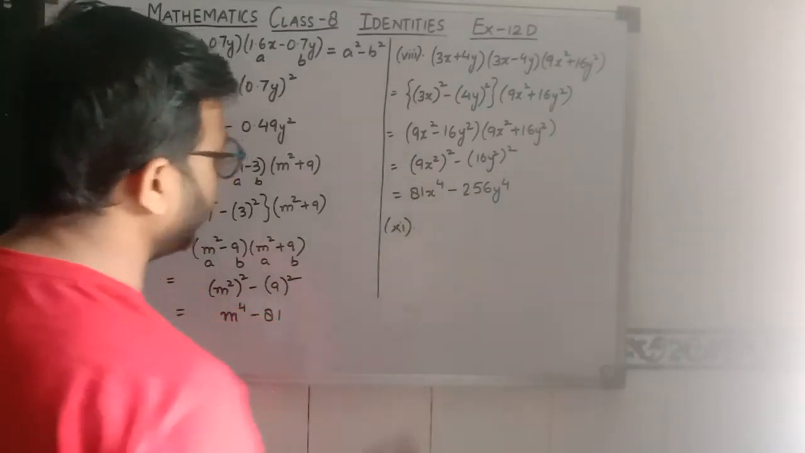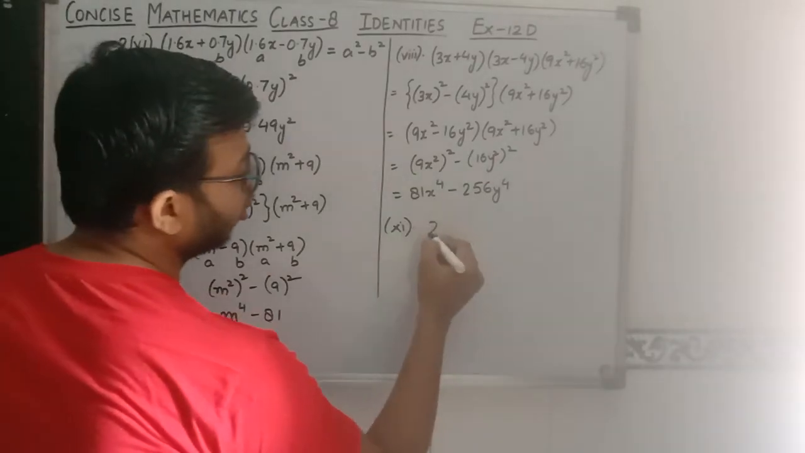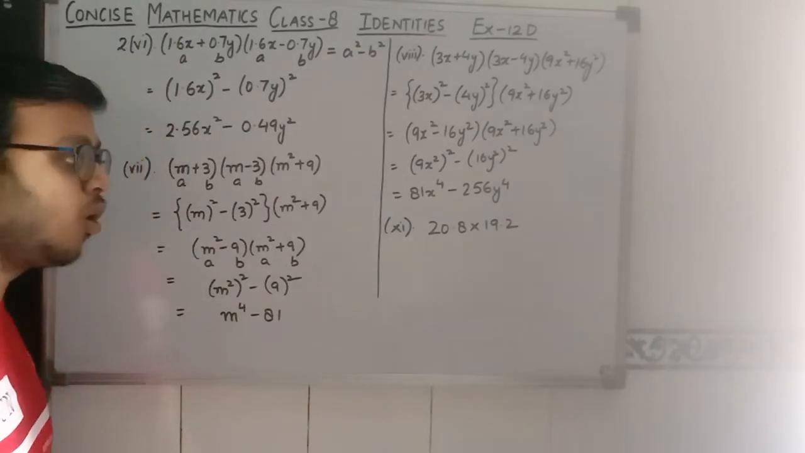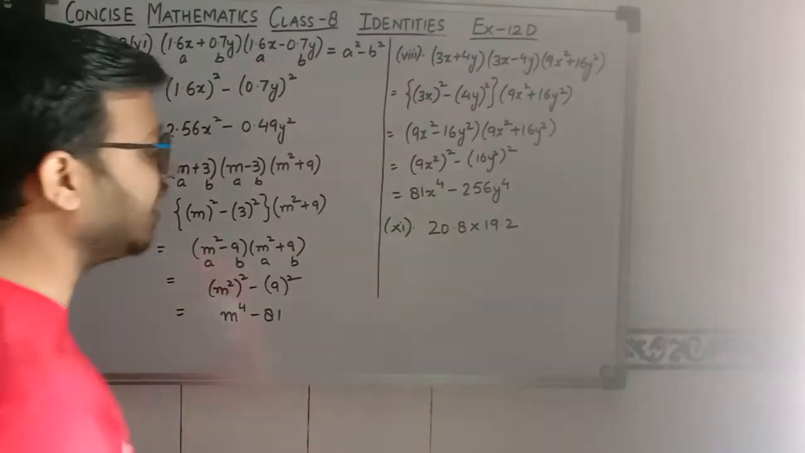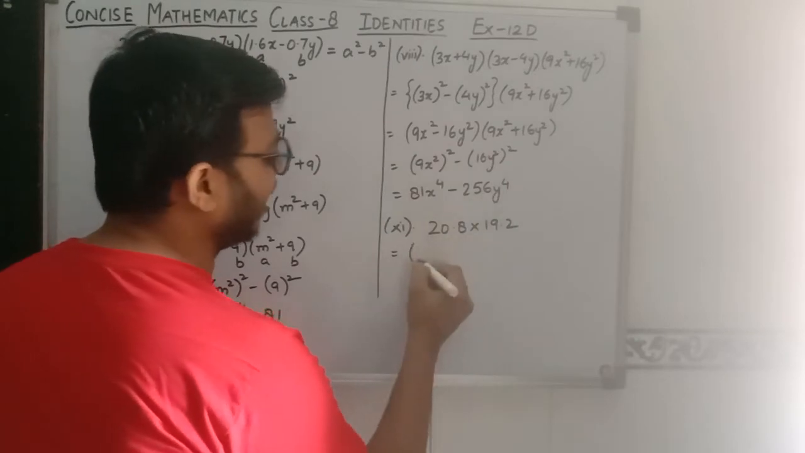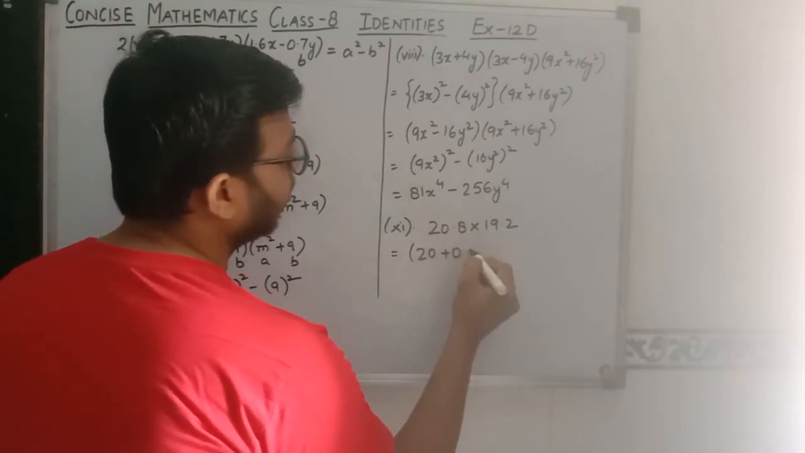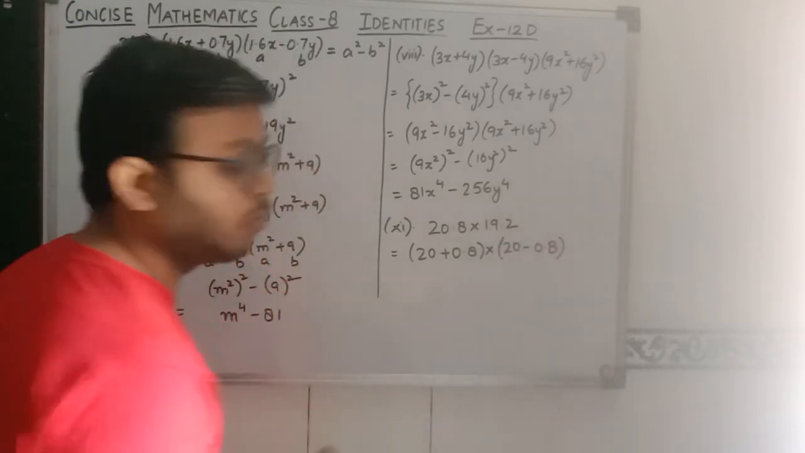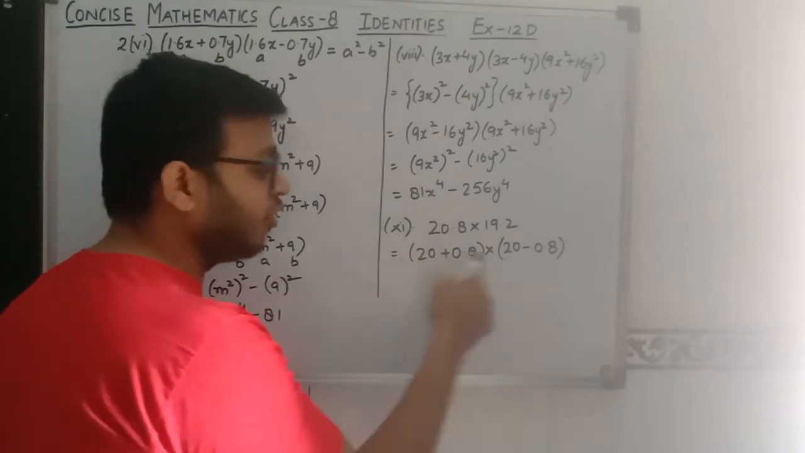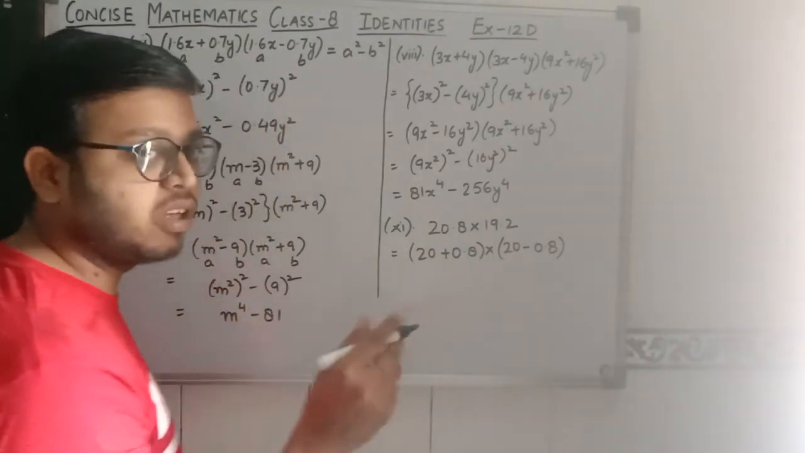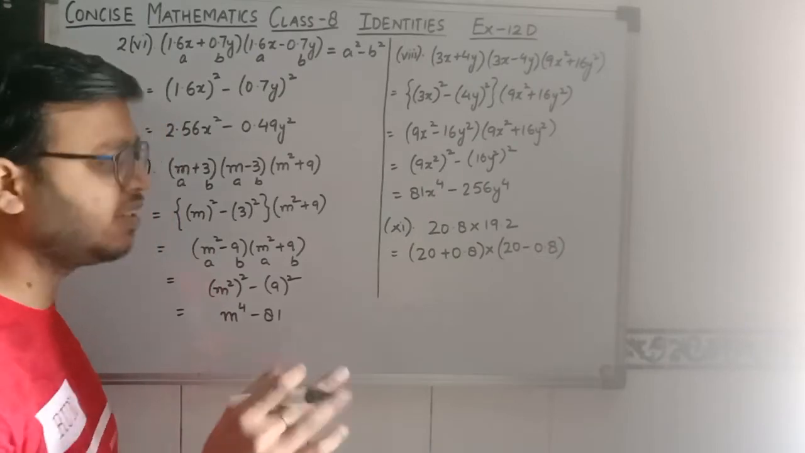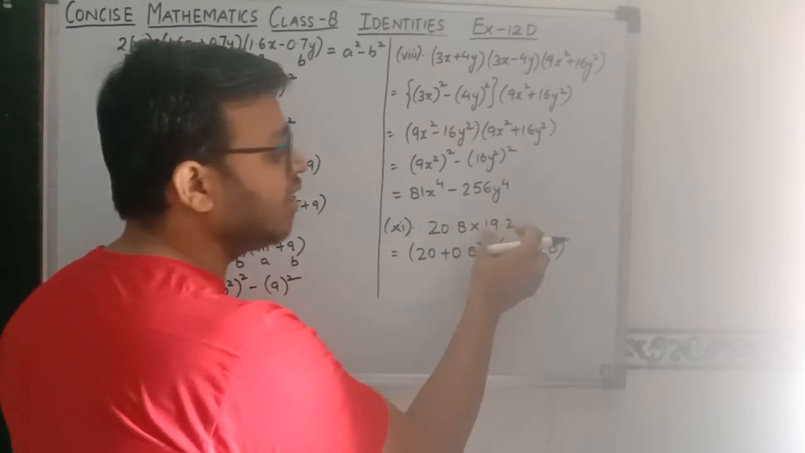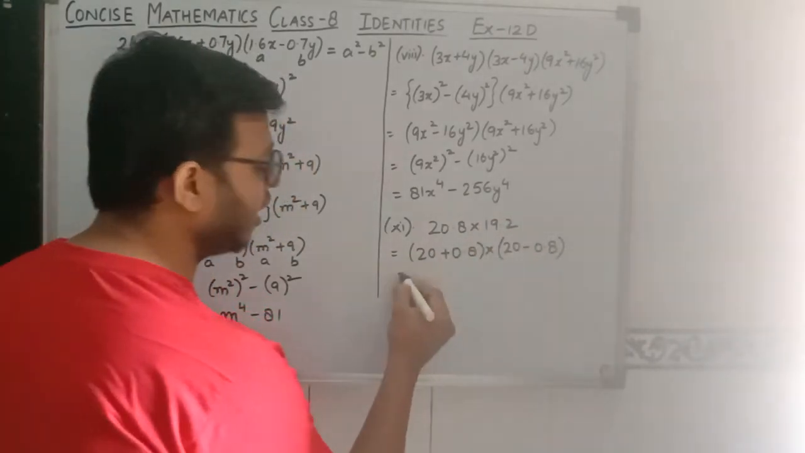Now the last part of the given question, part number 11. 20.8 multiply by 19.2. We have to solve this question with the help of the identity. So this 20.8 can be split up into 20 plus 0.8, and 19.2 can be written as 20 minus 0.8, because we have to make sure that first term will be same and second term will be same, means both the terms must be same. So 20.8 can be split out into 20 plus 0.8, and 19.2 can be written as 20 minus 0.8.